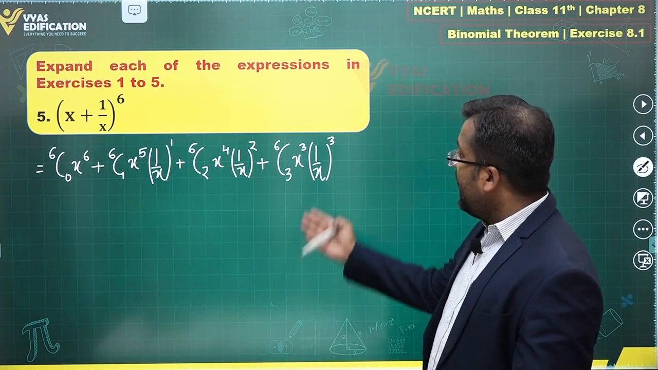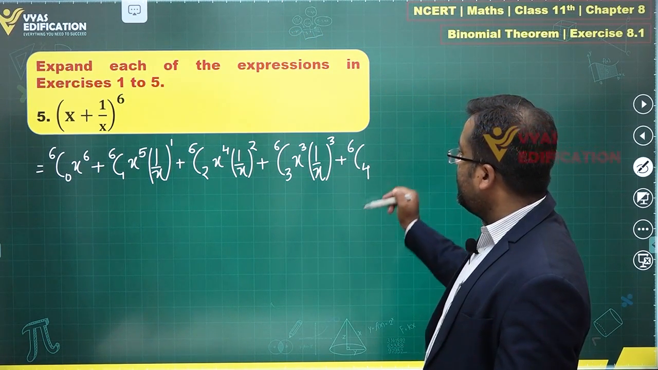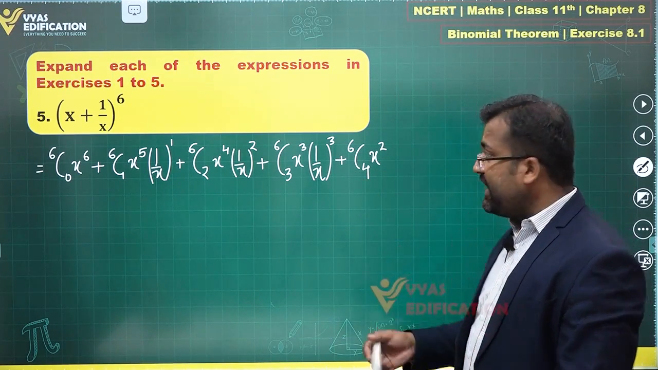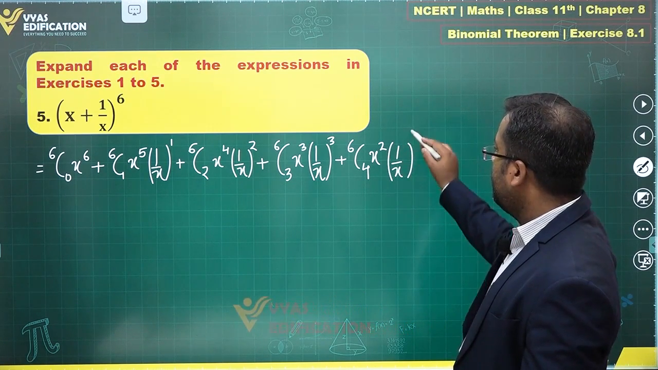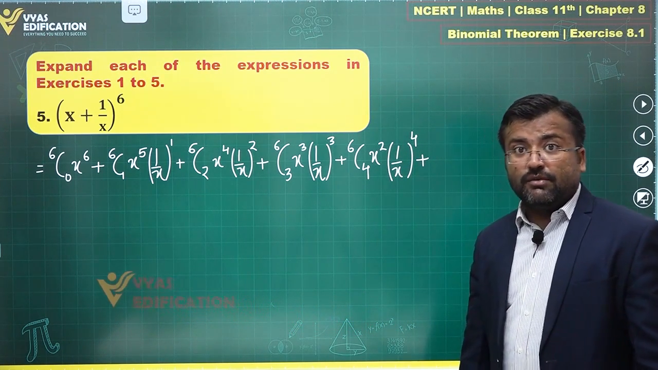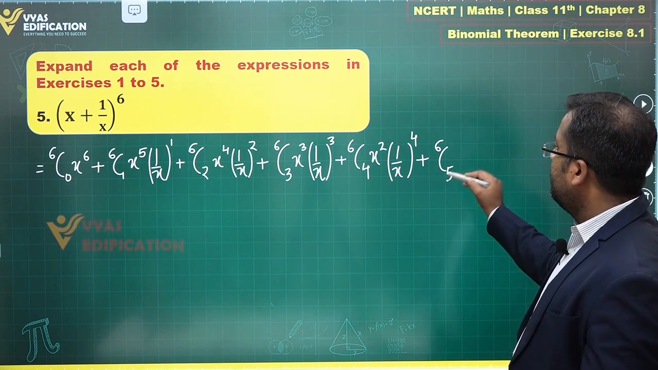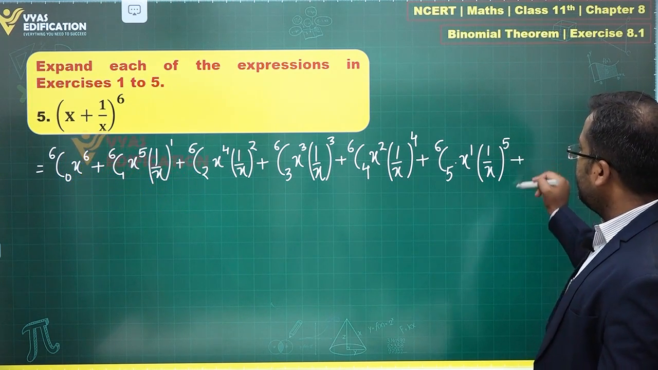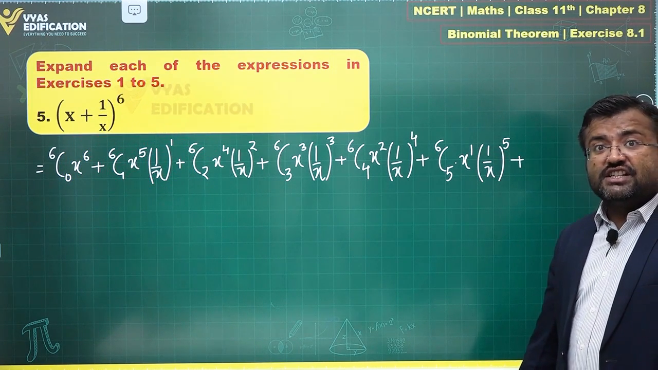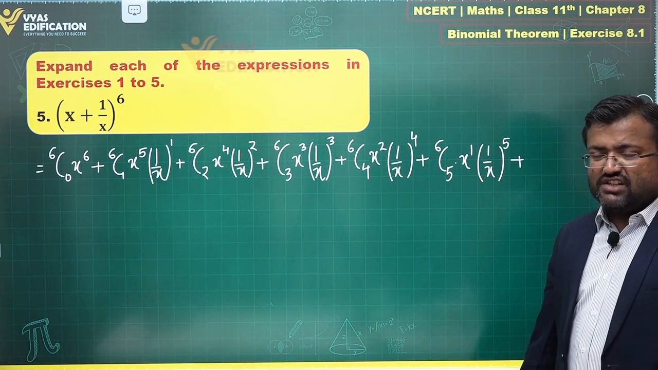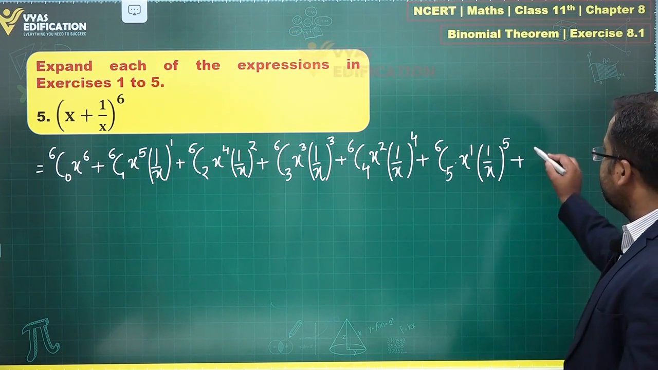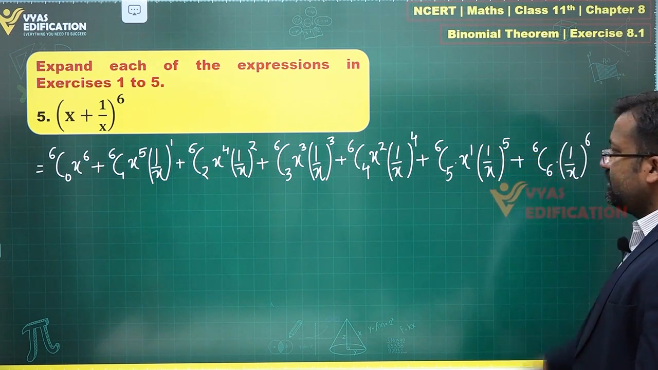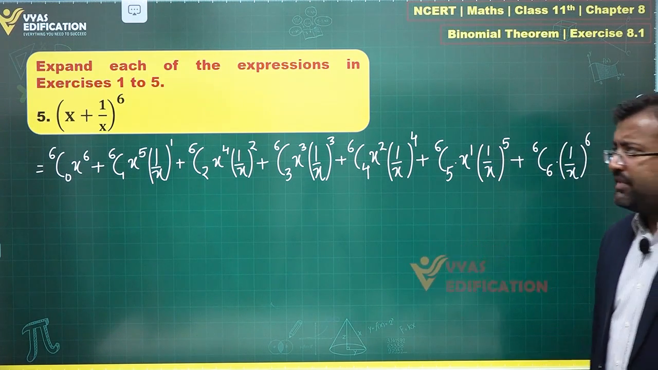Yes. In the next term, you'll have 6C4 as the binomial coefficient. X power 3 will become x power 2 now. 1 by x power 3 will become 1 by x power 4 now. Plus, in the next term, you'll have binomial coefficient as 6C5. Next, x power 1, 1 by x power 5 plus. What next? In the next term, you'll have binomial coefficient 6C6. The power of x will be 0, which is 1. The power of 1 by x will be 6, yes. So this is 6C6. X power 0 is 1. You'll have 1 by x power 6. This is what you have. Is that okay? Yes, pretty simple.